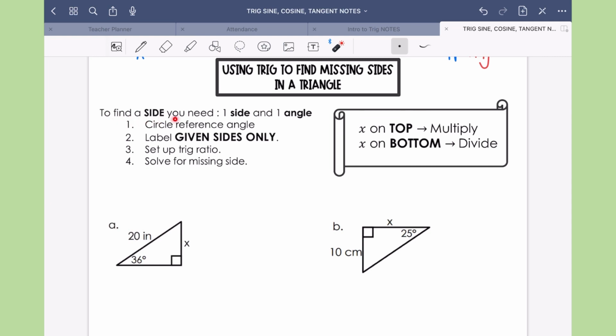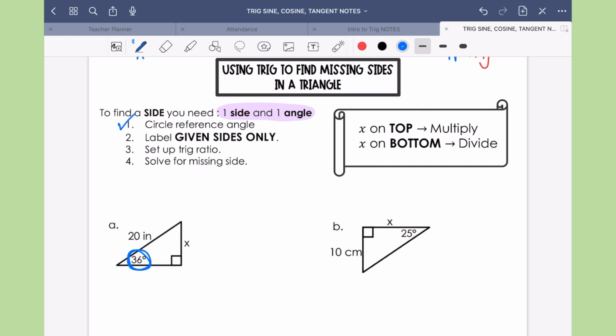So I have the steps right here. Let's read it as we work on problem A. It said to find a side, you need one side and one angle. Let's highlight that, circle it if you have a pencil. You need one side and one angle. So step one is always circle the reference angle. So let's circle it.